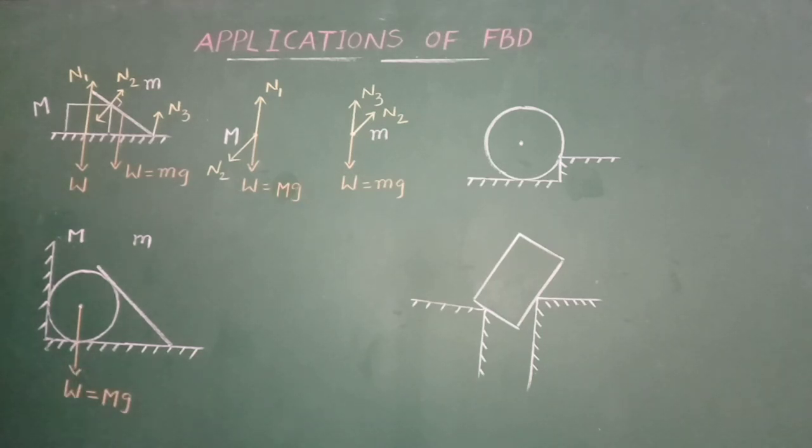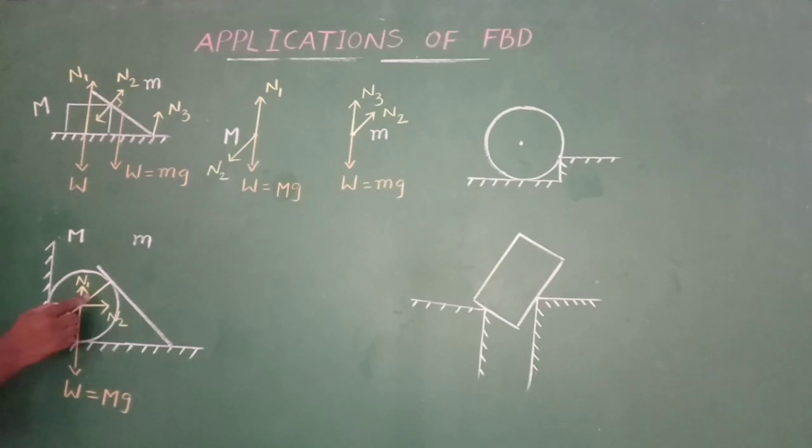Next, normal reaction. From the point of contact to the center of the circle, this is the direction of the normal reaction. Take it as N1. And here, this is the point of contact and this is the center of the circle, so this is taken as N2. And one more normal reaction. This is the contact point. From the contact point to the center of the sphere, this is the direction of N3.